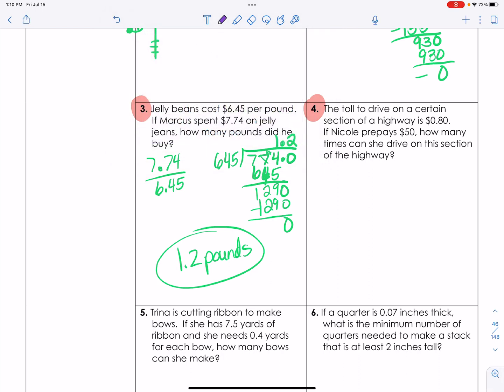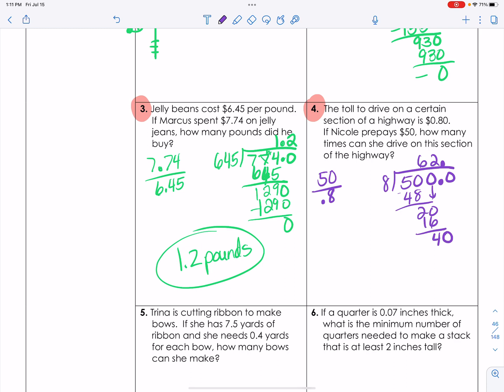All right, on 4. The toll to drive on a certain section of highway is 80 cents. Okay, if Nicole prepays $50, how many times can she drive on that section? So you're taking 50 and you're cutting it into 80-cent trips. So I'm going to have to move the decimal place, which means I'm going to have to add a 0. So 8 goes into 50 6 times, which is 48. And then bring down the 2, and then that would be a 2, which is 16. So you got to put a decimal here and add a 0, and so your answer is 5.